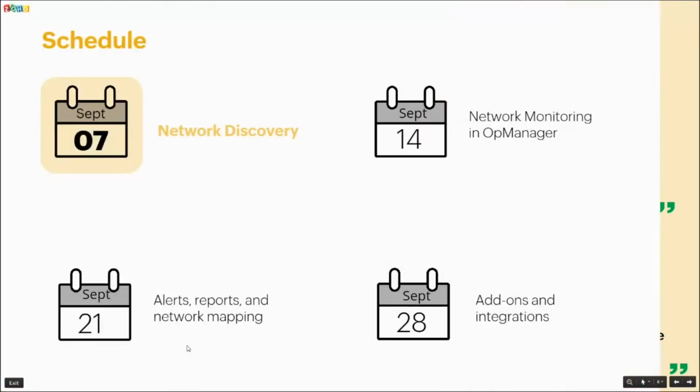The schedule for this season of OpManager. Today, we are going to see network discovery, which is part 1, followed by, on September 14, part 2, which is on network monitoring with OpManager. So what are the various different parameters and metrics which can be monitored using OpManager will be covered in part 2 of this season. And part 3, which is conducted on September 21st, where we'll be seeing in depth about alerts, reports, and network mapping. And finally, on September 28th, we'll be seeing about the add-ons and integrations.